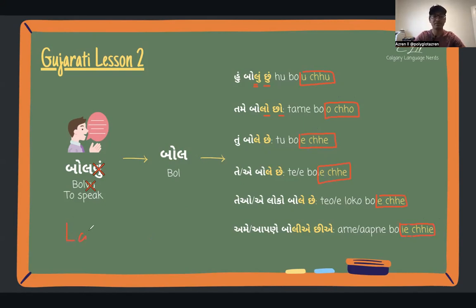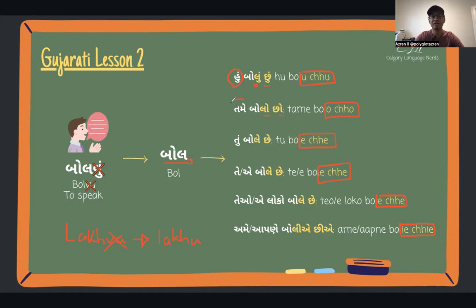I'll just write the English letters for now. Lakvu. Lakvu means to write. So step one, we get rid of vu. We are left with lak. Now, if I want to say I'm writing, we're going to say hu. Instead of hu bolu chu, we're going to say hu laku chu.